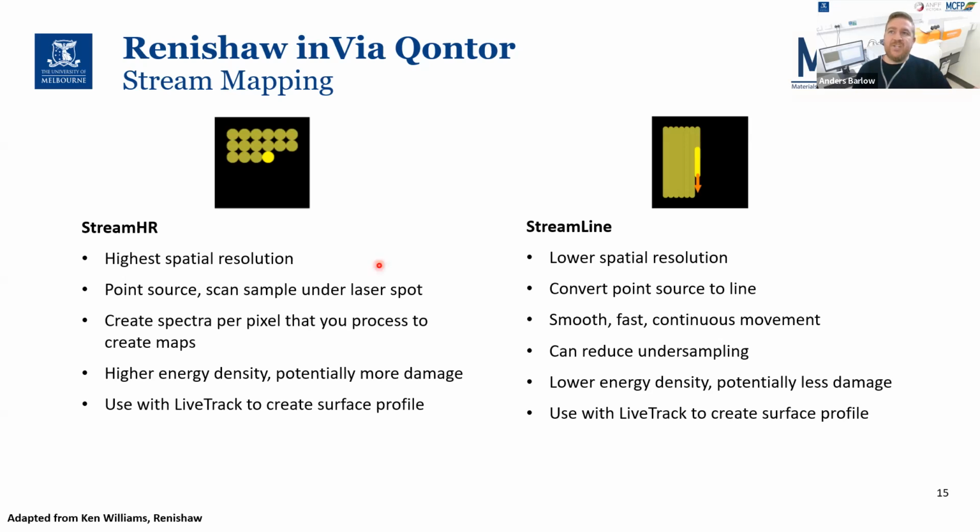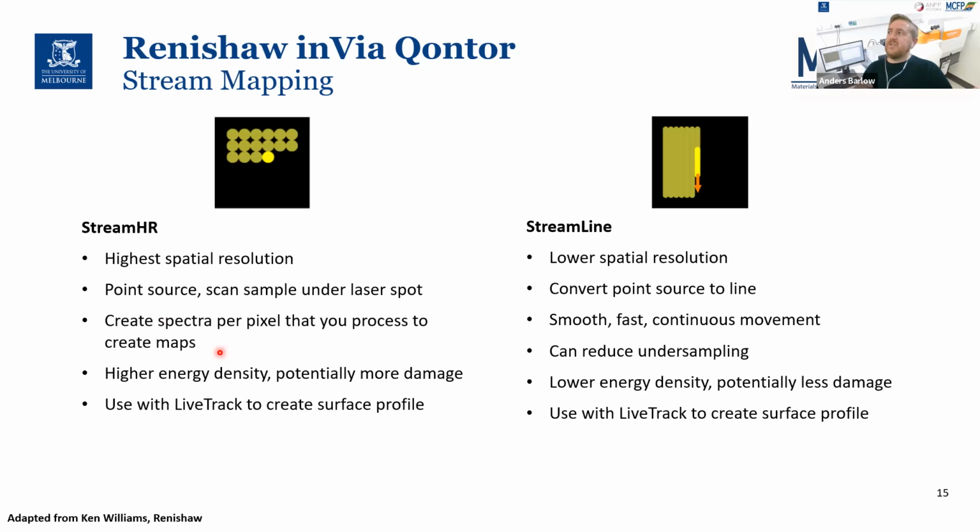The StreamHR mode is the one that will give you the highest spatial resolution. You are getting the sharp laser spot down to a micron or maybe just below as well. So it's giving you your highest possible spatial resolution. It is a point source. We scan the sample underneath the laser spot, and then you basically collect a spectrum at every pixel that you would then process to create your maps.